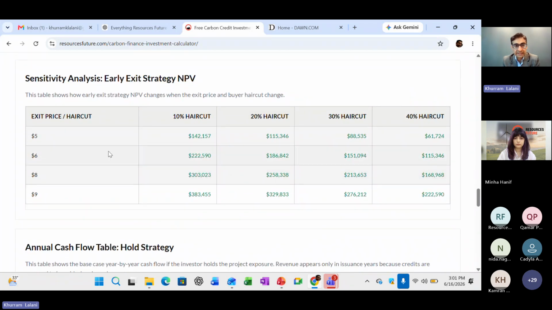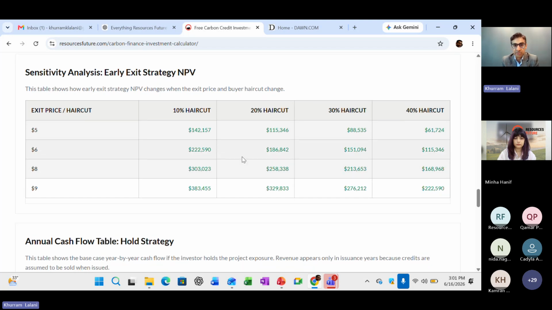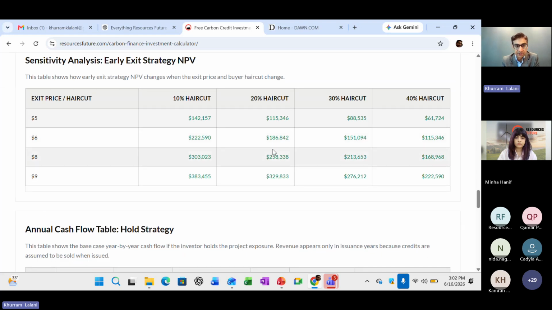If you want to see sensitivity analysis, you also get a sensitivity analysis preview in terms of what will be the buyer haircut, 10%, 20%, 30%. Haircuts are essentially how much you want to compromise on your credit price. Maybe in the market it is selling for $7. Are you willing to sell all your inventory for $5, for $4, for $3? What is the haircut percentage that you are comfortable with? So the model gives you these answers as well.